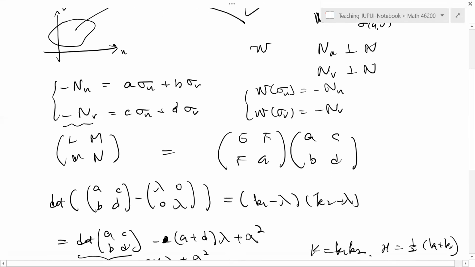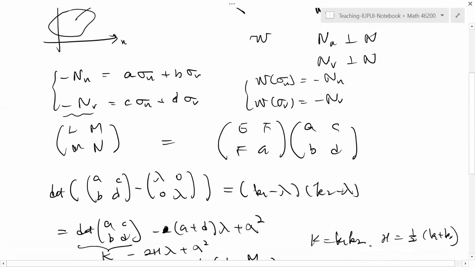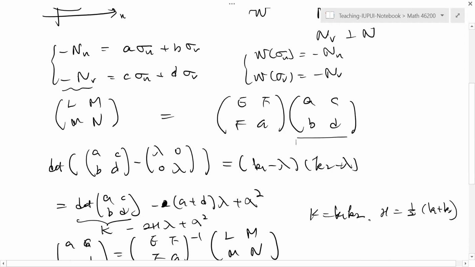Okay, so we can use this particular matrix. We define the polynomial. That polynomial is independent of the choice of a surface patch. The coefficients of this polynomial are the geometric invariants. One is called the Gaussian curvature, the other one is called the mean curvature.